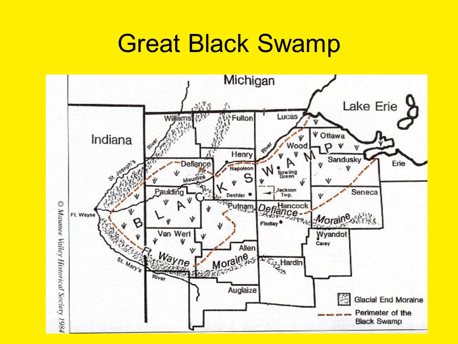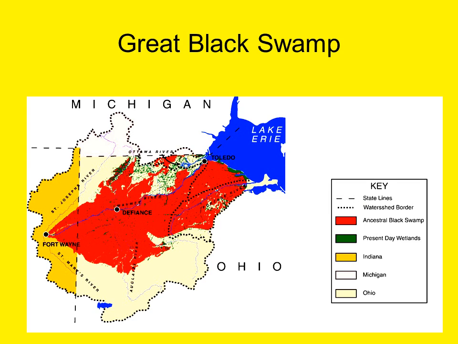These days, the land that once made up the Great Black Swamp is highly productive farmland. In this next image, you can see some of the features of the swamp. The red indicates the ancestral Black Swamp, the Great Black Swamp. The yellowish region shows portions of Indiana that were once part of the swamp. The border of the watershed, or the boundaries of the swamp, are noted by the dotted lines here. And you can see that the Great Black Swamp encompassed areas of southeastern Michigan, eastern Indiana, and much of present-day northwest Ohio.